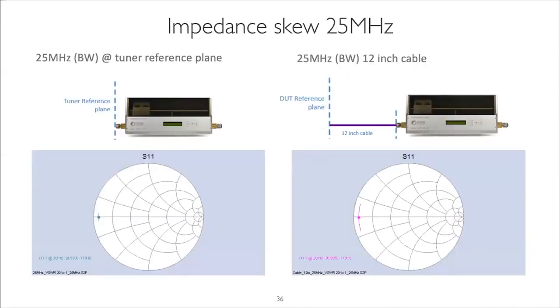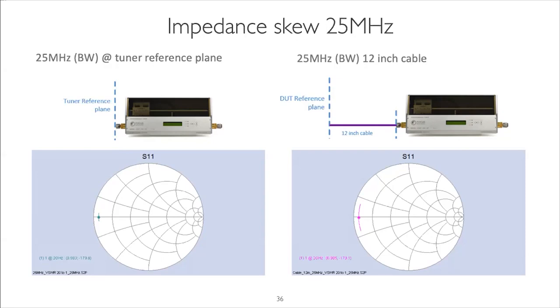So here's an example. These are two examples I have, a 25 and a 40 meg. So this is a 25 megahertz signal. What we're doing here is measuring the S-parameters across 25 megahertz at the tuner reference plane. On the left side, we're trying to tune the impedances, a very low impedance. So we have a bit of a skew. It's 25 megahertz. Even if we're at the tuner reference plane, the probe that we're presenting is not directly connected to the connector. It's maybe a few centimeters, an inch away from that reference plane. So the impedance skew is relatively small.